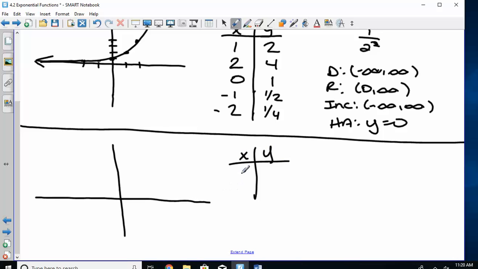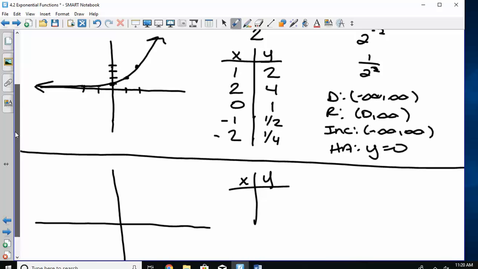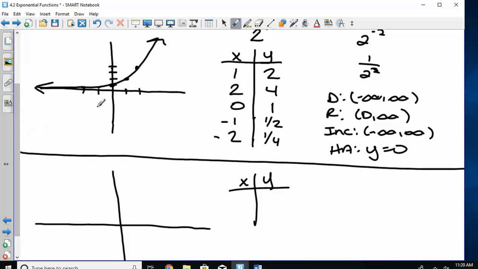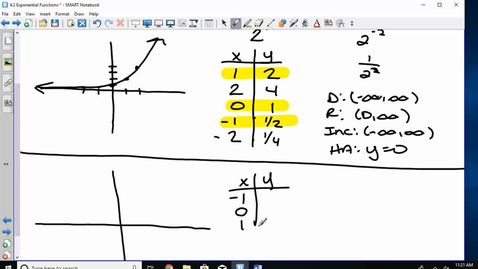So if you plugged in, how many points do you think we really need to know what this graph looks like? 3. Which ones do you think we need? In Algebra 2, when we graphed those, we told you have to plug in -1, 0, and 1. And you can plug in more things if you need to. But that's your bare minimum, a positive, a negative, and 0. 1/2 to the -1, that negative exponent would flip it and you get out 2. 1/2 to the 0 is 1. 1/2 to the first is 1/2. So we get -1, 2, 0, 1, and 1, 1/2.